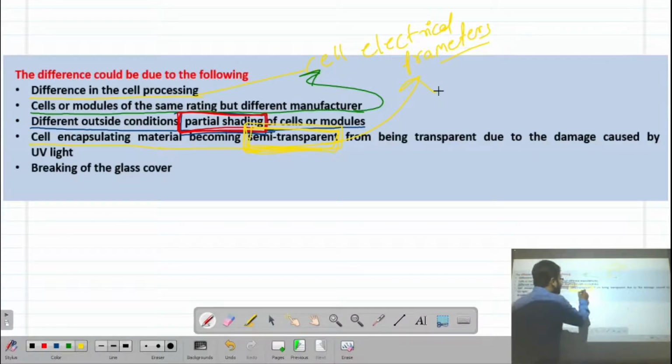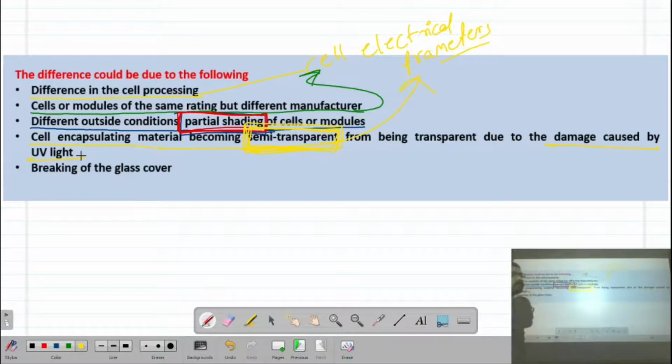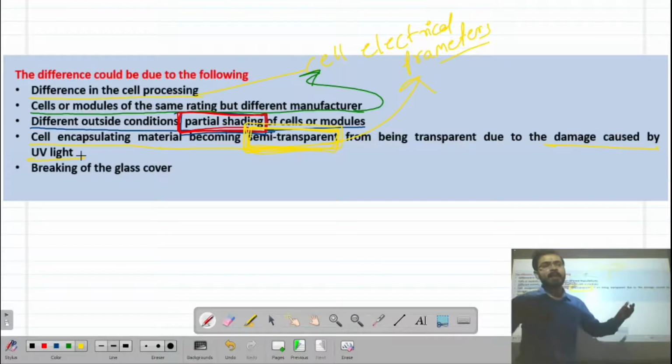Now this semi-transparency can be caused by UV light, or by dust on the solar cell, or by unwanted things lying on the solar cell, for example waste paper or a leaf fallen from a tree. Then it will have semi-transparency. So that is all about semi-transparency.